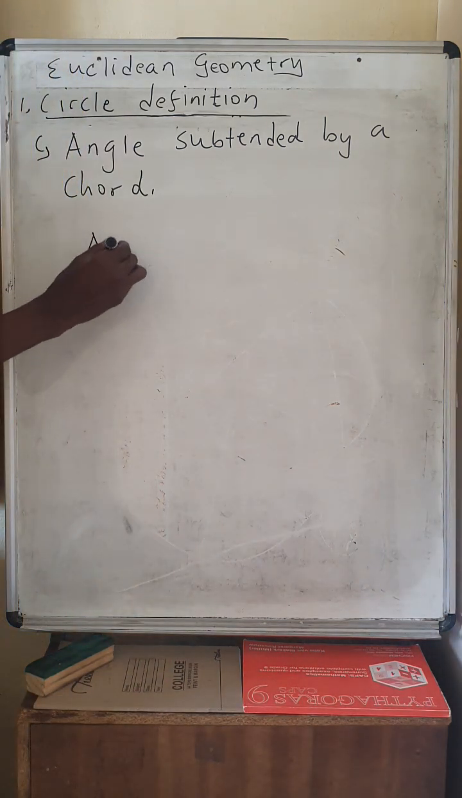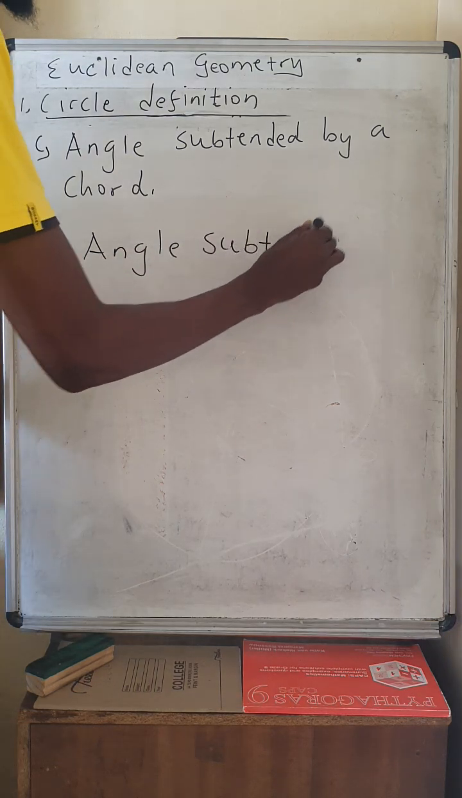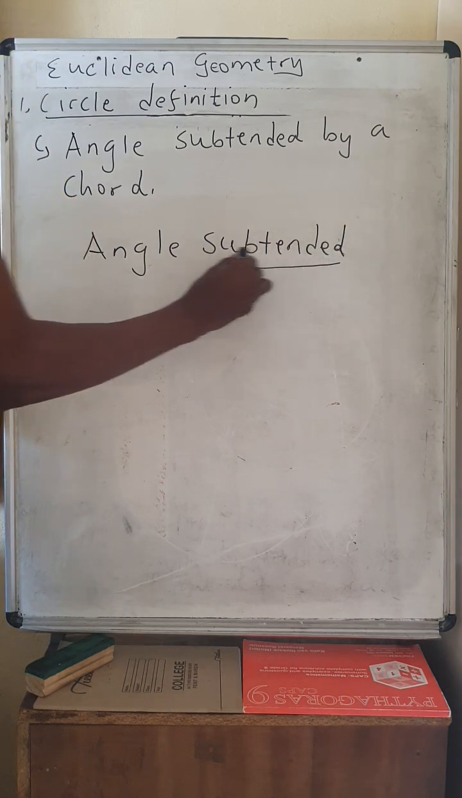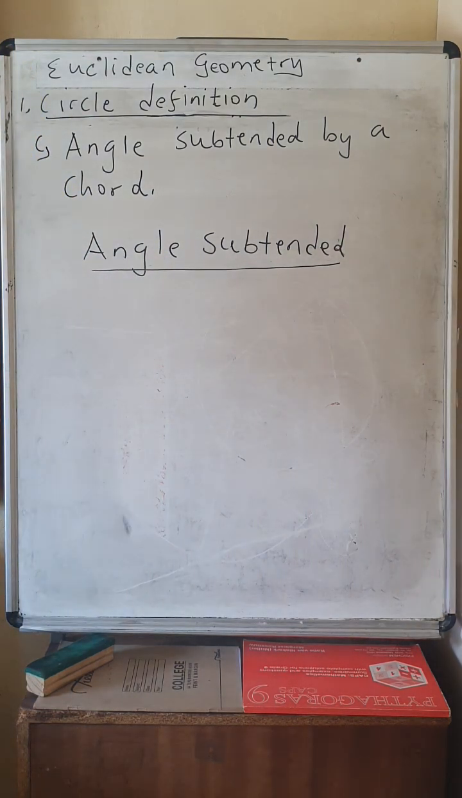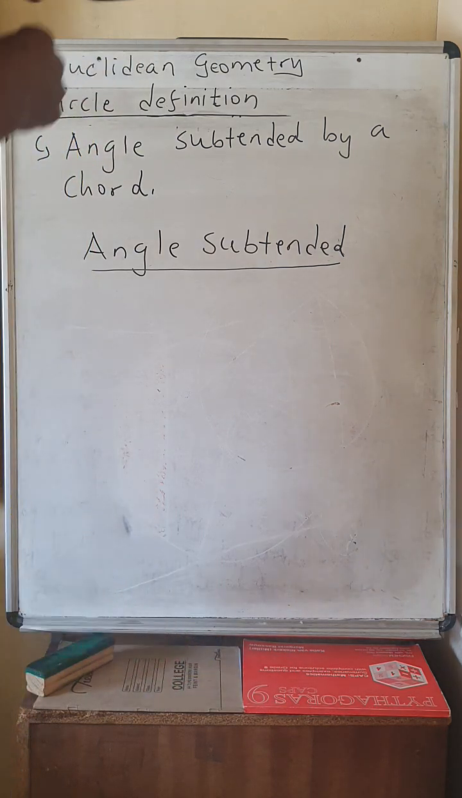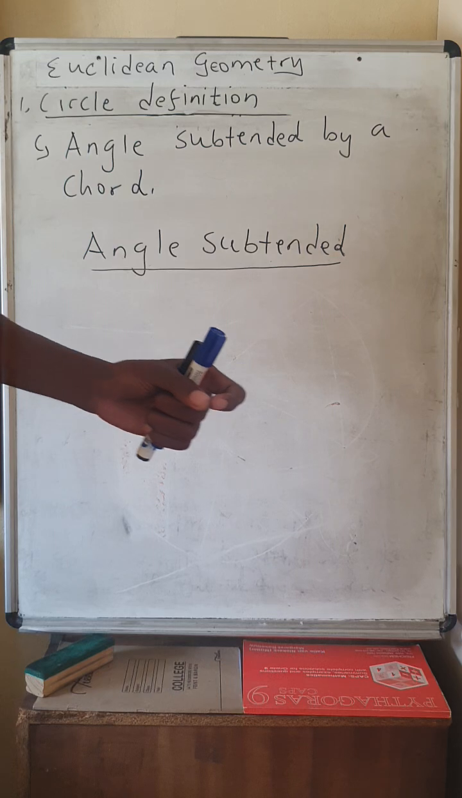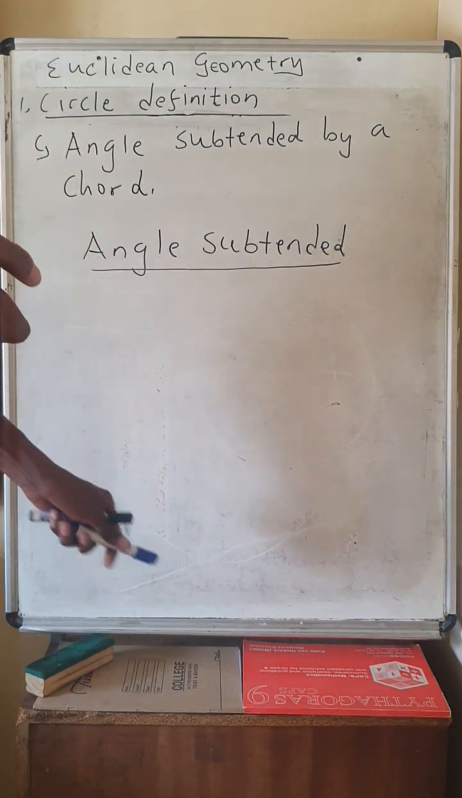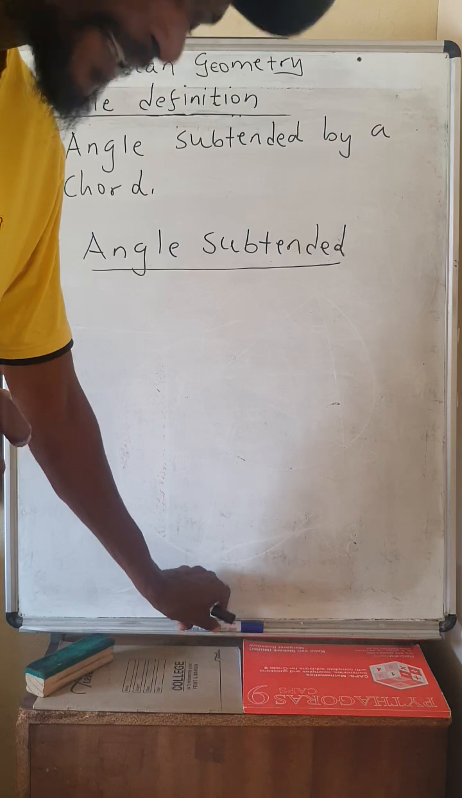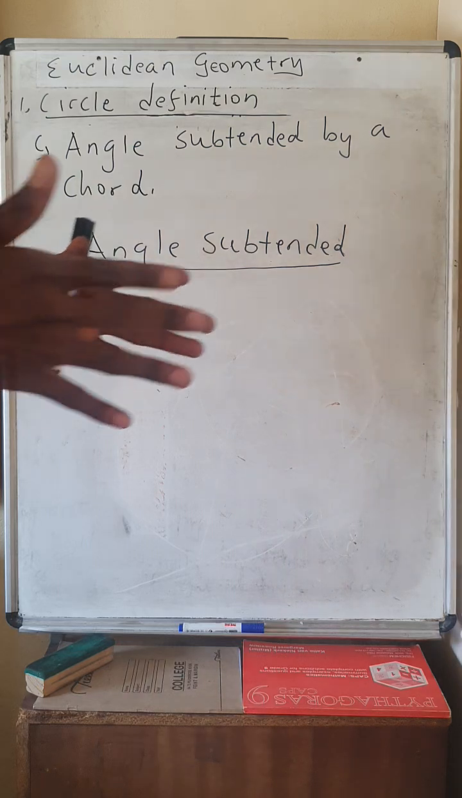What do we mean when we say angle subtended? Let us start here. I'll try to be as easy as possible here so that you can easily understand. I don't like complicating things. When we talk about angle subtended, we are talking about an angle that is being enclosed.